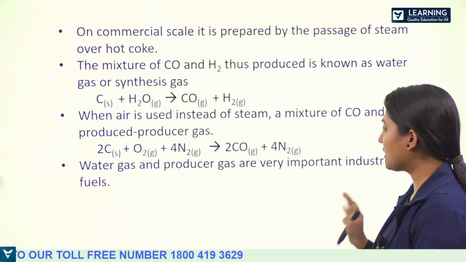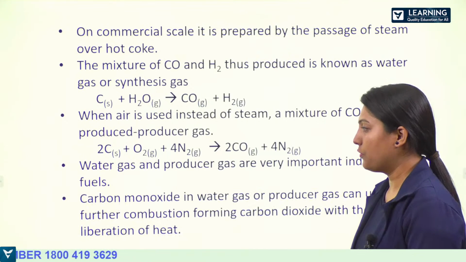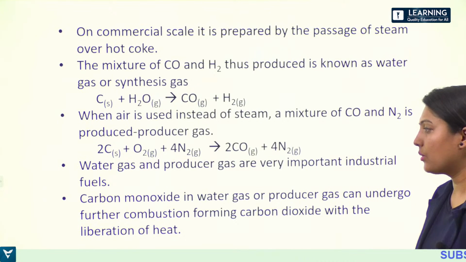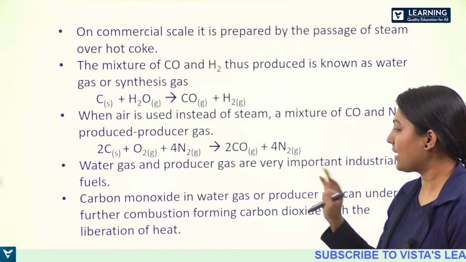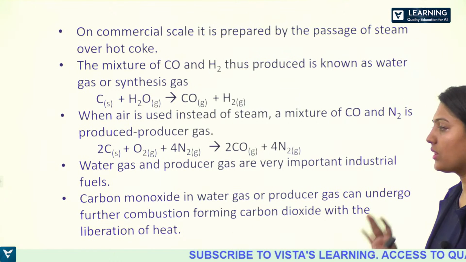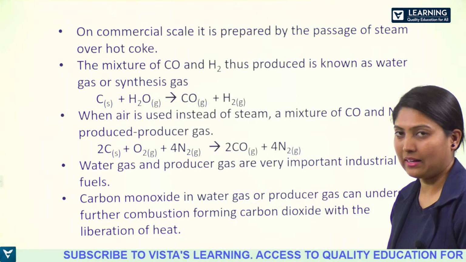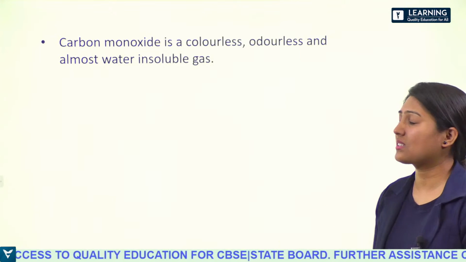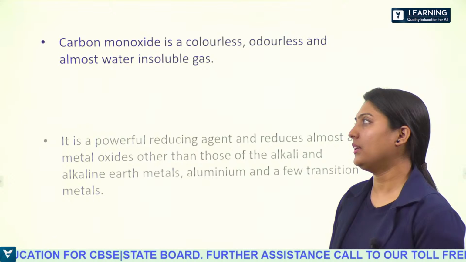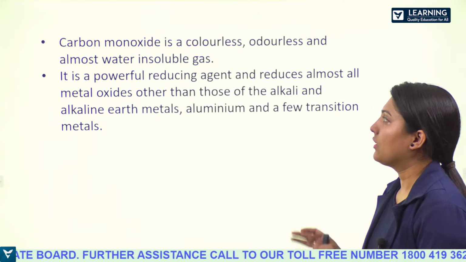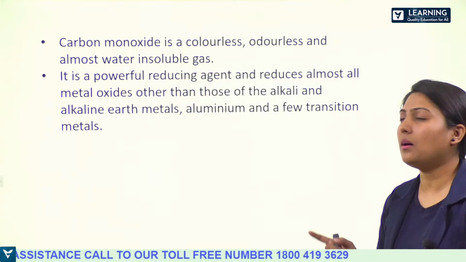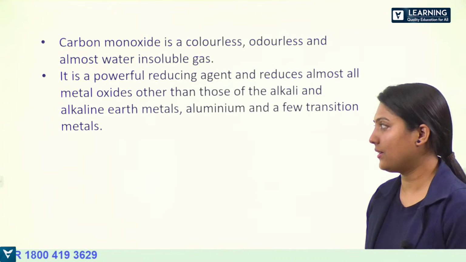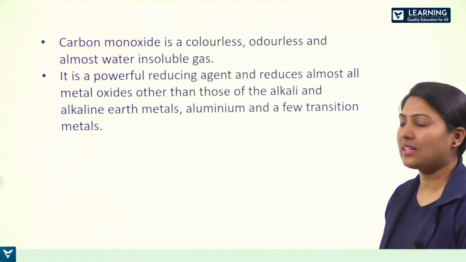Water gas and producer gas are very important industrial fuels. Carbon monoxide in water gas or producer gas can undergo further combustion. They can react further, forming carbon dioxide with the liberation of heat energy. Carbon monoxide is colorless, odorless, and almost insoluble in water. It is a powerful reducing agent and reduces almost all metal oxides other than those of alkali and alkaline earth metals, aluminum and a few transition metals.